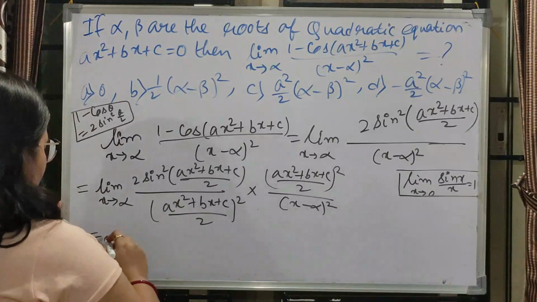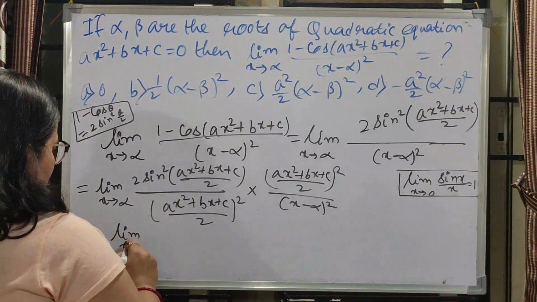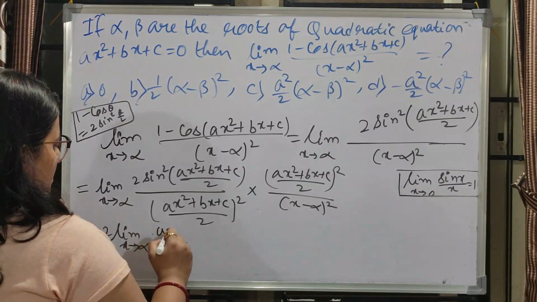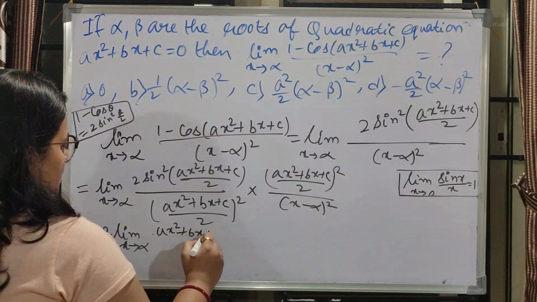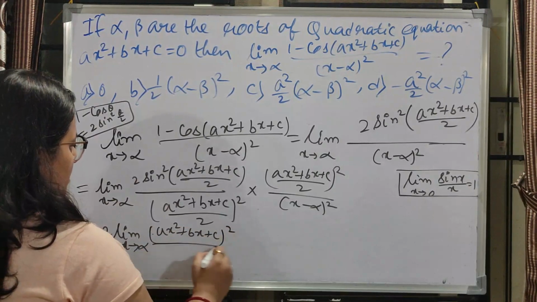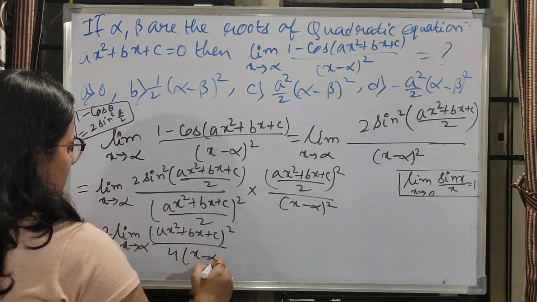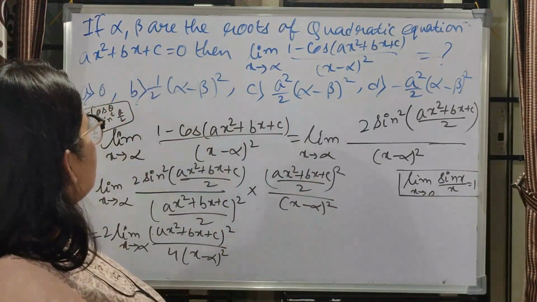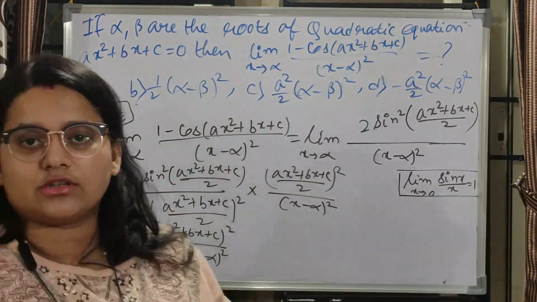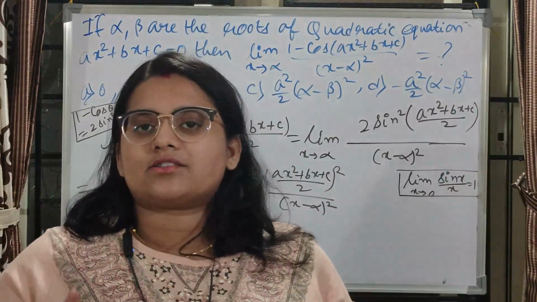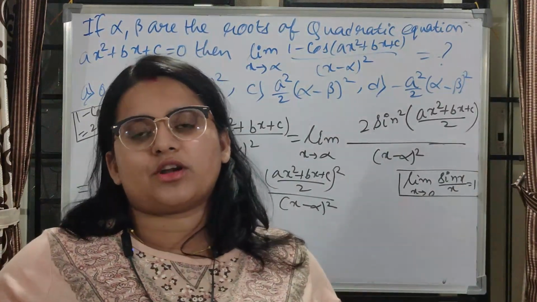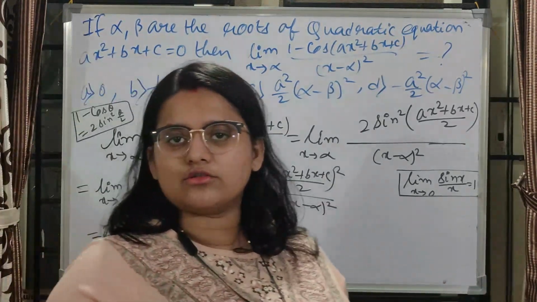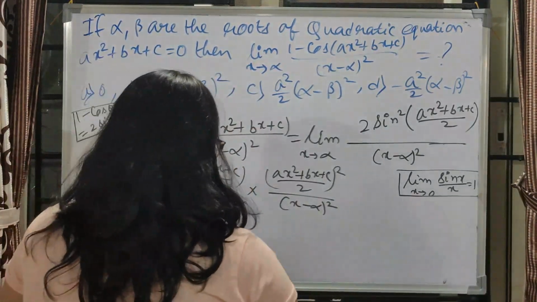So it will become limit x tends to alpha, 2 will come outside, and here (ax square plus bx plus c) whole square by 4 into (x minus alpha) square. Now here it is given alpha, beta are the roots of ax square plus bx plus c equal to 0. That means we can write ax square plus bx plus c as a product of (x minus alpha) and (x minus beta), as alpha, beta are the roots of that equation.